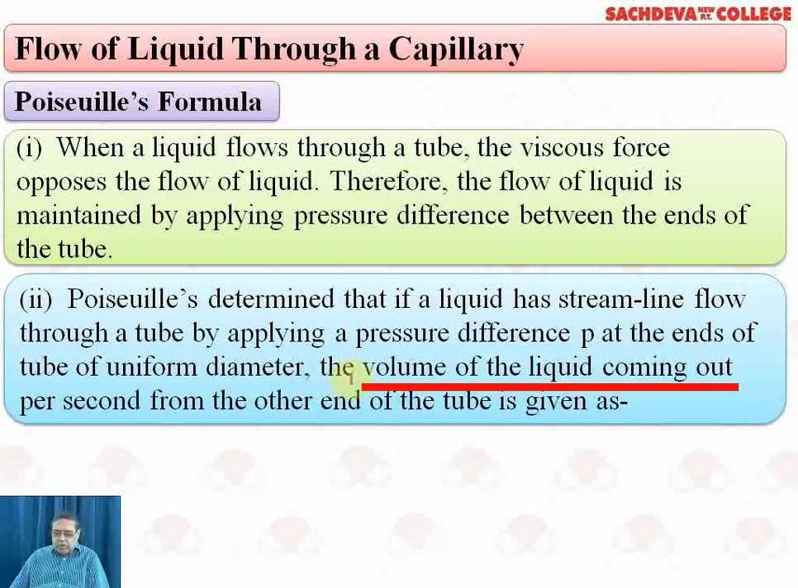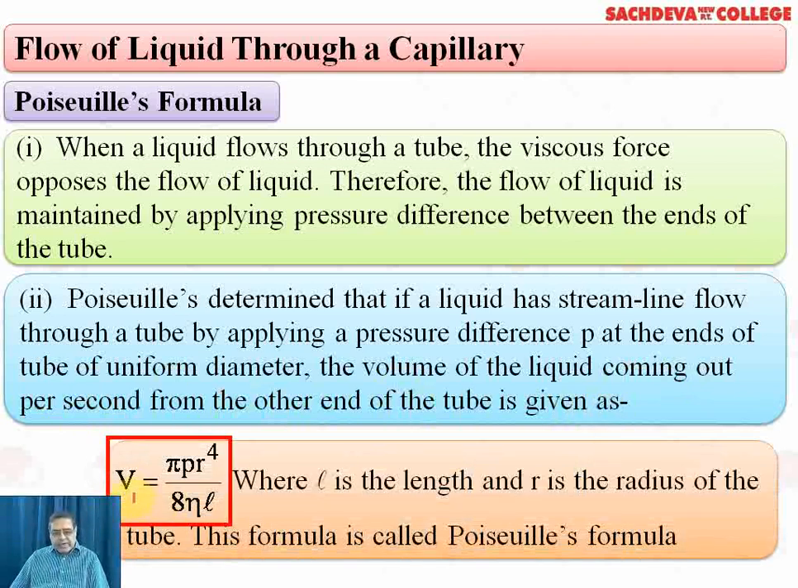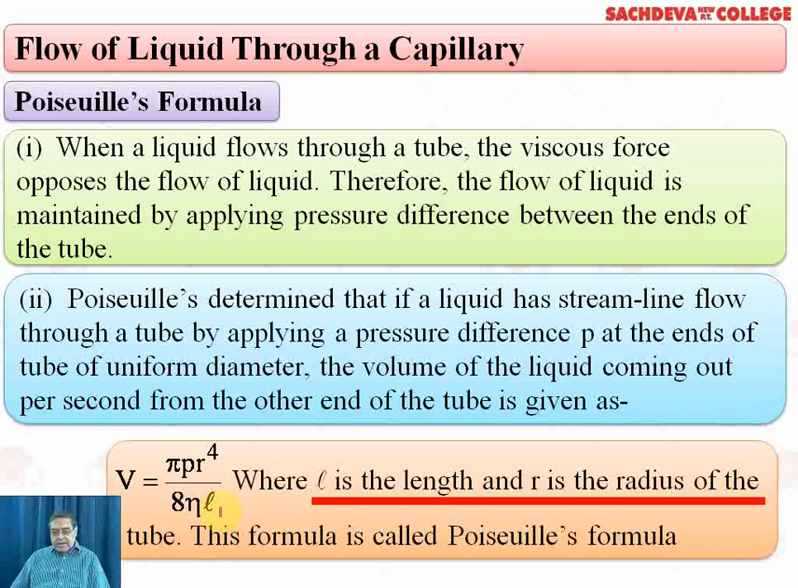So the next point is that the volume of liquid coming out per second from the other end of the tube is given as follows. Now the formula is V. V stands for volume. Pi is a constant, 3.14. P is the pressure difference between the ends of the tube. R is the radius of the tube. Then in the denominator, eta is the coefficient of viscosity, and L is the length of the tube. This formula, that is V equals pi P R to the power 4 over 8 eta L, is known as Poiseuille's formula. And here L is the length and R is the radius of the tube, and the name of the formula is Poiseuille's formula.